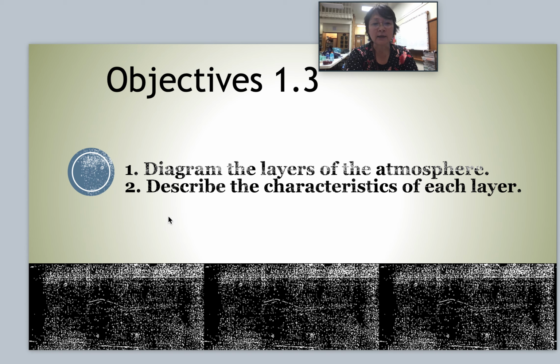And so the objectives that are in this section are to diagram the layers of the atmosphere and to describe the characteristics of each layer. So these objectives tell you essentially what you will be learning within this section. So it is important to know what it is that you are to be learning.